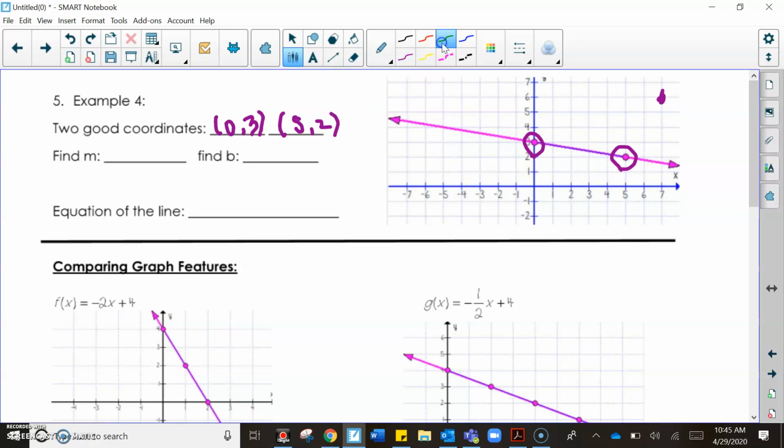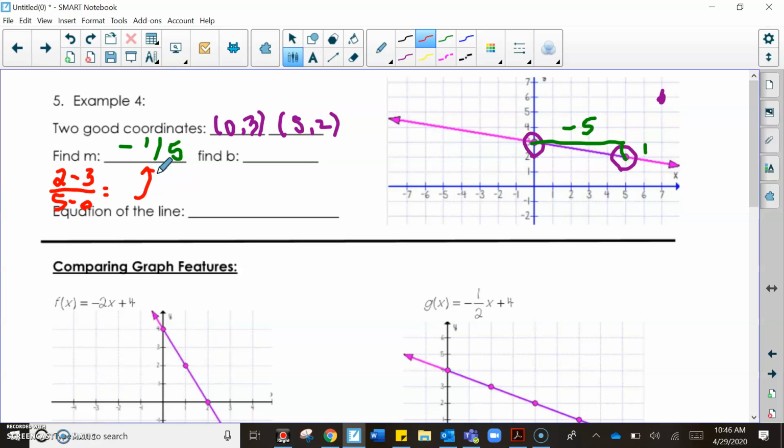So a couple of things I can do here. I can count the rise of 1, 2, 3, 4, 5, and to the left 5. So that calculated rise over run. So my slope is -1/5. Or I can use my slope formula. Remember, when you use your slope formula, you would say 2 minus 3 all over 5 minus 0. And that does equal -1/5.